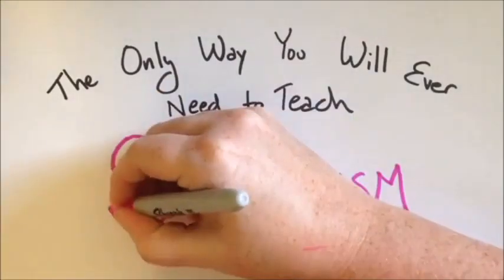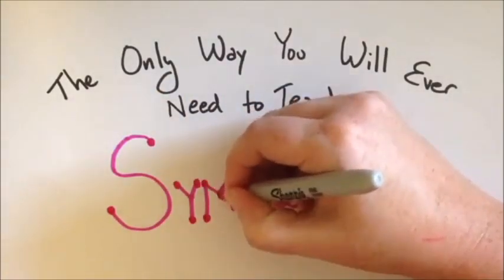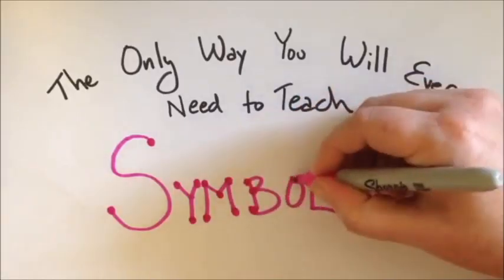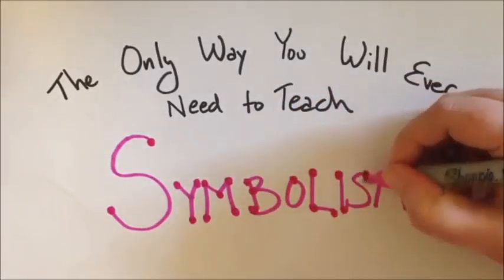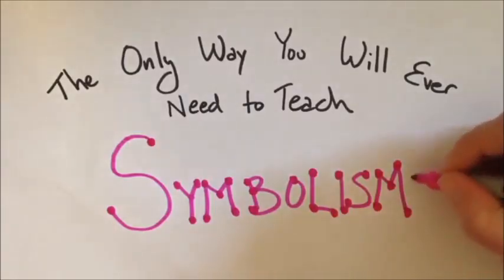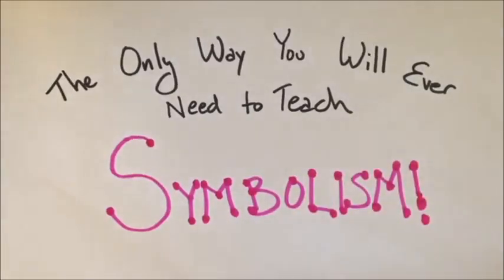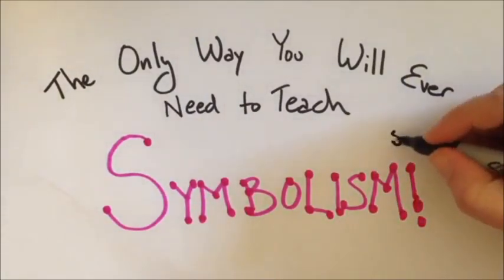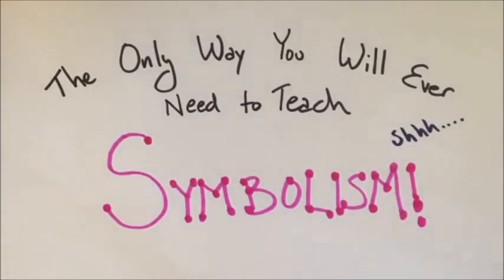Okay, so the only way you will ever need to teach symbolism, just like with theme, I teach this the metacognitive way, and this is the strategy that works really, really well. So the first rule of teaching symbolism is don't talk about symbolism. The first thing you want to have the students do is actually draw.